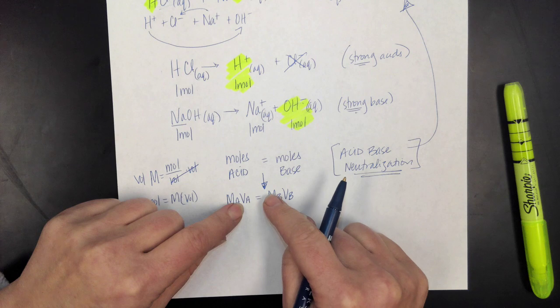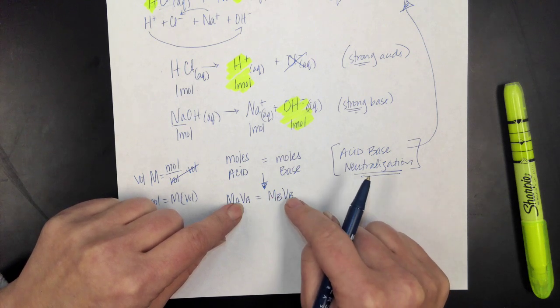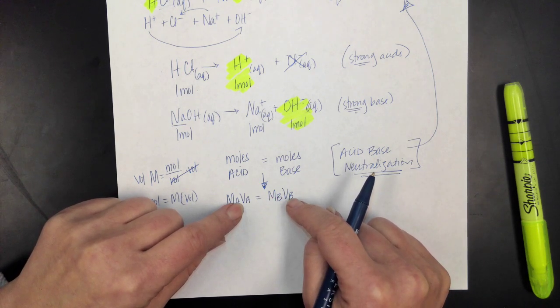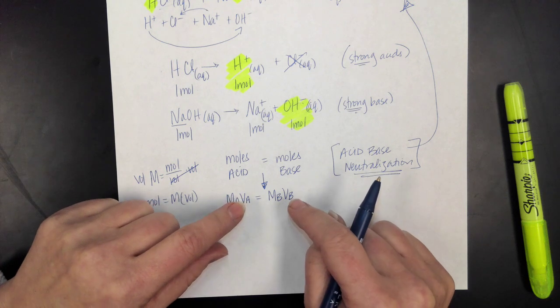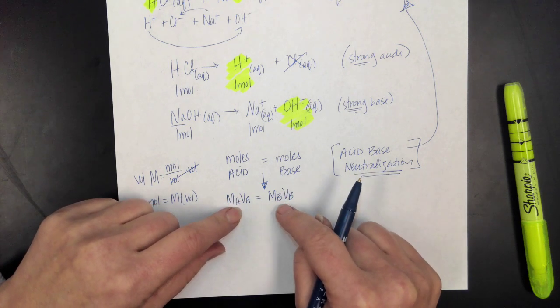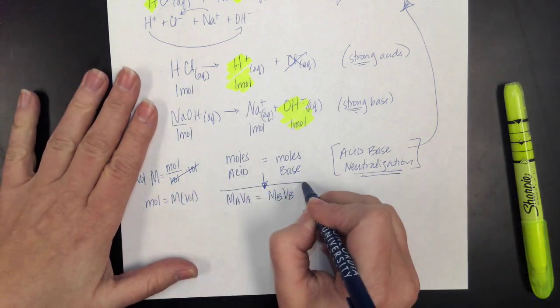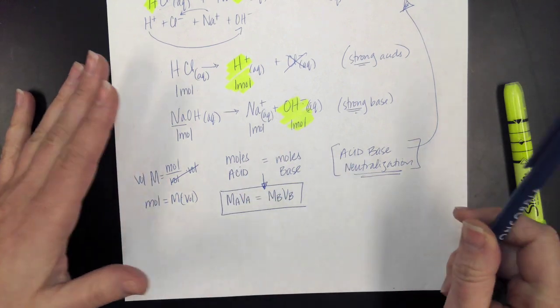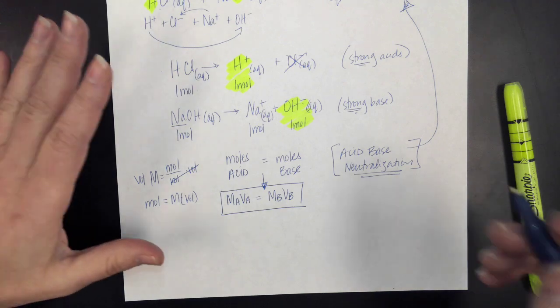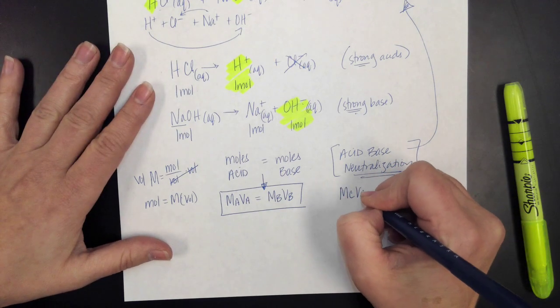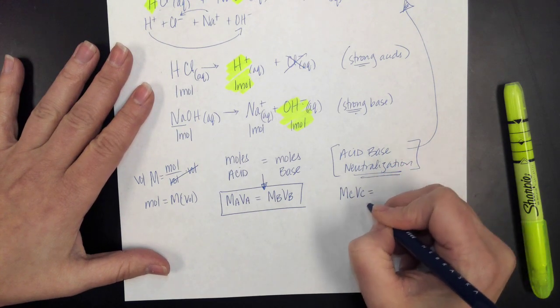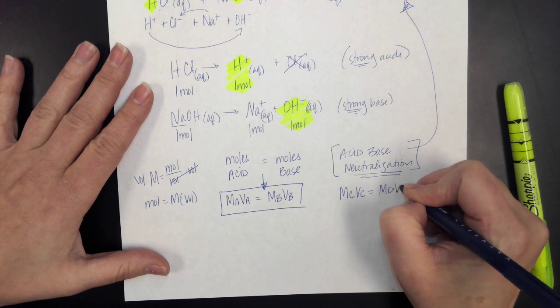And if I know what the molarity of the base is, I can calculate how much base it will take to neutralize it. Or if I know the volume of the base I used, I can calculate what the molarity of the base was. So this is the acid-base neutralization equation. And yes, it looks exactly the same as the concentration diluted equation.